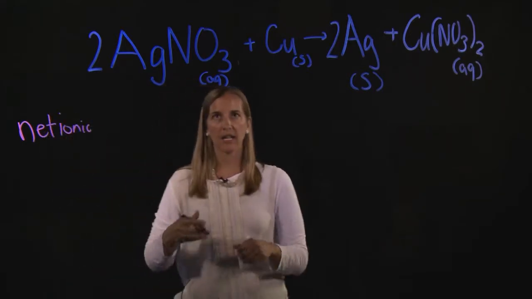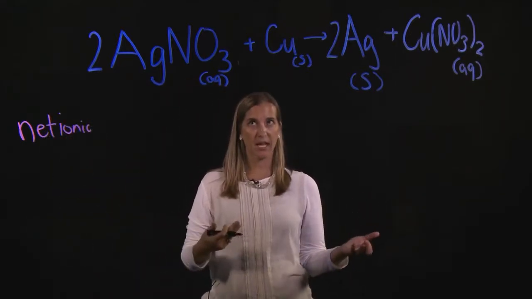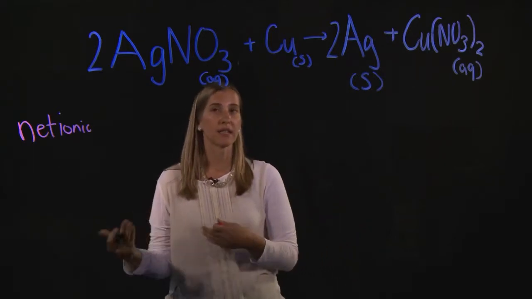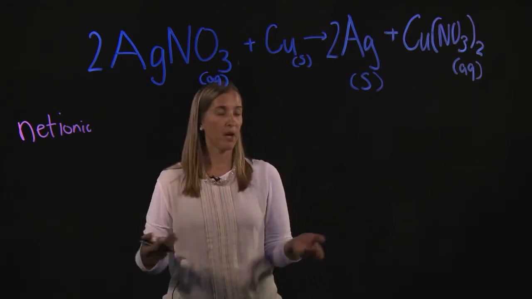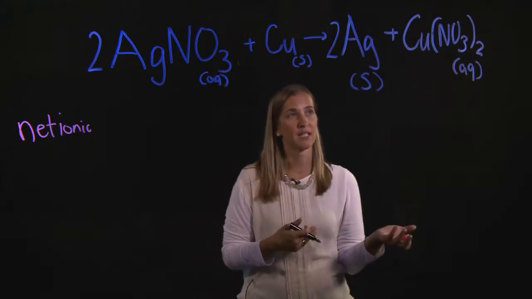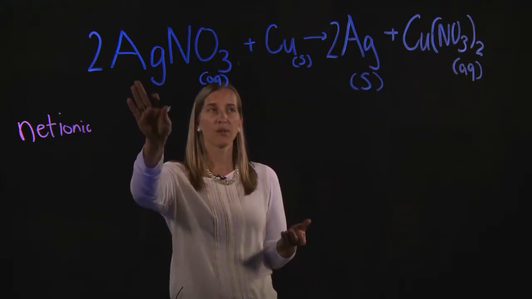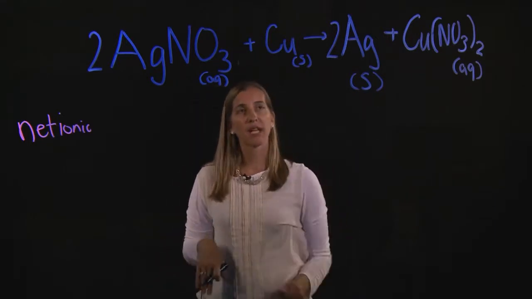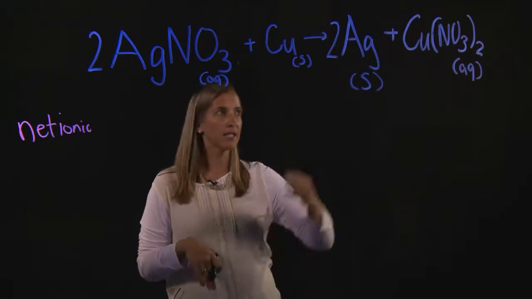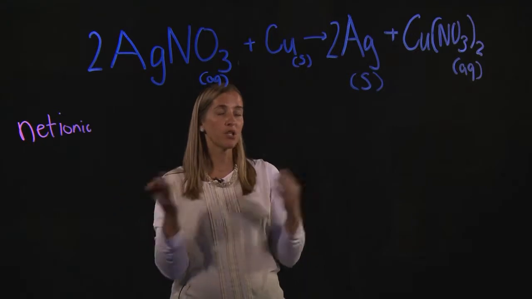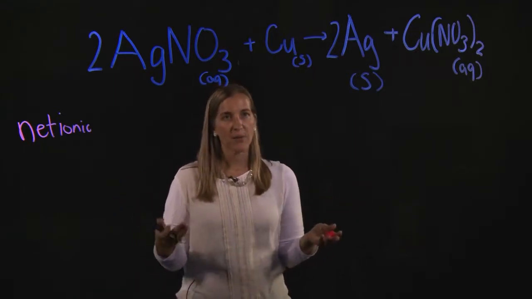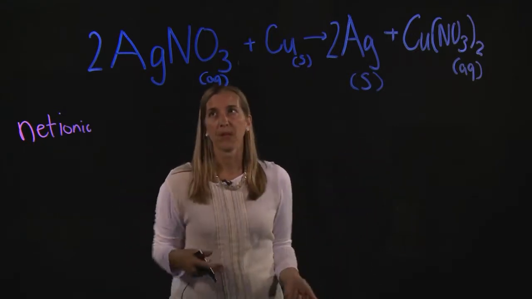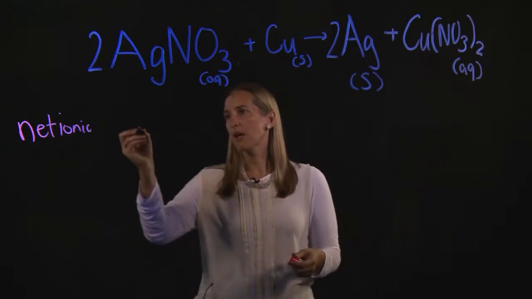Our net ionic is when we leave off the spectator ions. The spectator ion is a thing that is not changed at all in the reaction, so it would be aqueous on both sides. If you look, silver is aqueous over here, but now it's a solid, not a spectator. Same thing with the copper. It's a solid on the reactant side, and it's aqueous on the product side, so it changes. The only thing that stays aqueous on both sides is the nitrate, so we'll leave that off. What do we end up with?